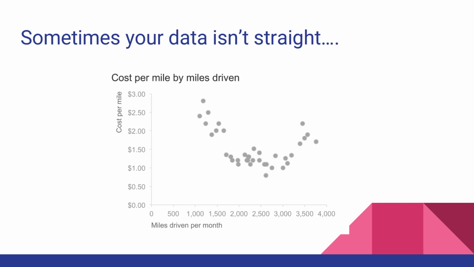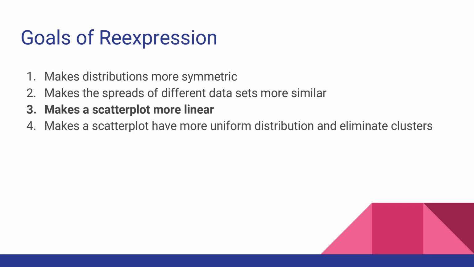When our data isn't straight and we see some kind of curve like this, what we want to do is take this curve and make it into something straight. So that is one of the main goals of data reexpression, which is number 3 over here. The other 3 goals are 1, to make distributions more symmetric. So if you have a very heavily skewed distribution, you can make it more symmetric through data reexpression.